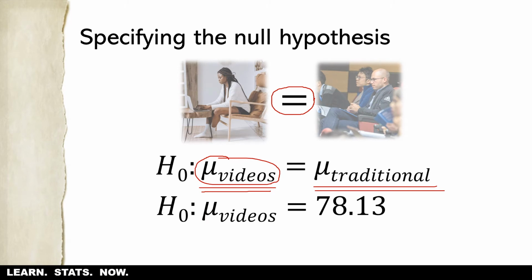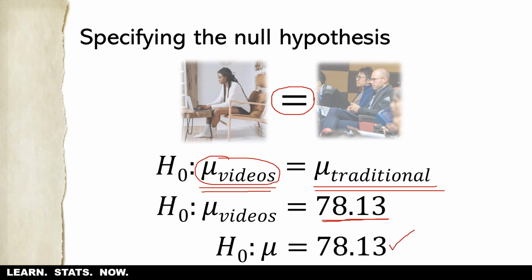Another way of saying it is that the mu for the students who studied with online videos was 78.13, which was the same mu as the students who were in the traditional classroom. And we could shorten it even more, and this is how you typically see it within texts: mu equals 78.13. So the mu for the students who are taking the class using online videos is going to be equal to the mu for the students who went through a traditional classroom setting. So that's the null hypothesis. This is what we're going to be testing.